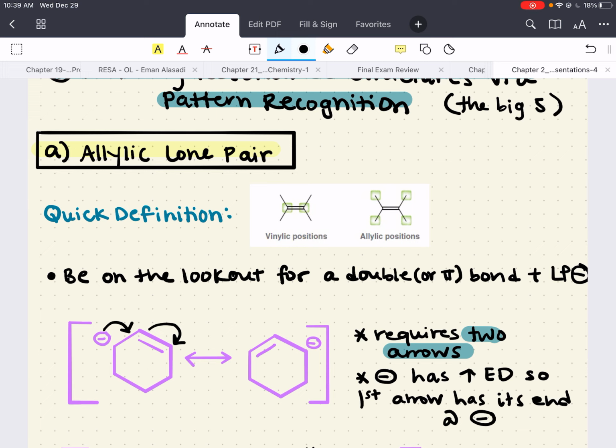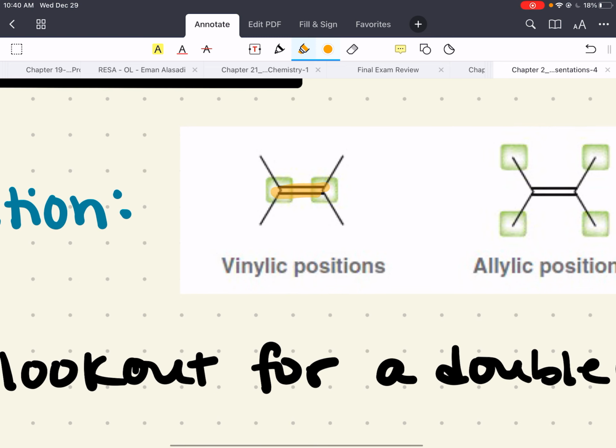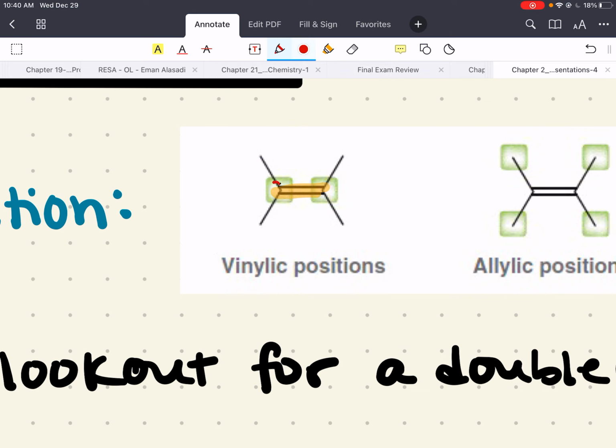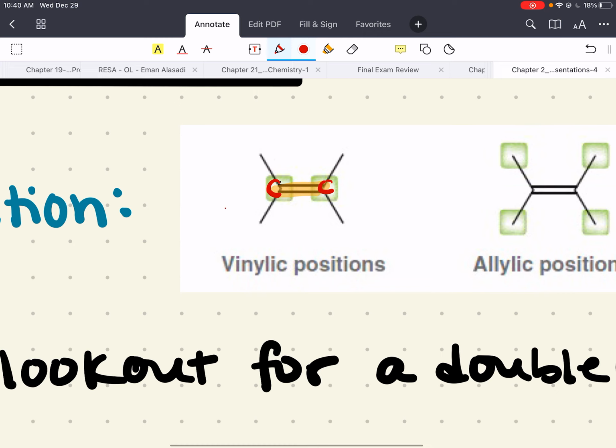Just a quick definition here. Whenever you have 2 atoms participating in a double bond, here are their carbons. Let's make them red. Here's a carbon and here's a carbon. They're participating in double bonds. These carbons participating in double bonds are called vinylic positions. The atoms that are participating in the double bond are called vinylic positions.